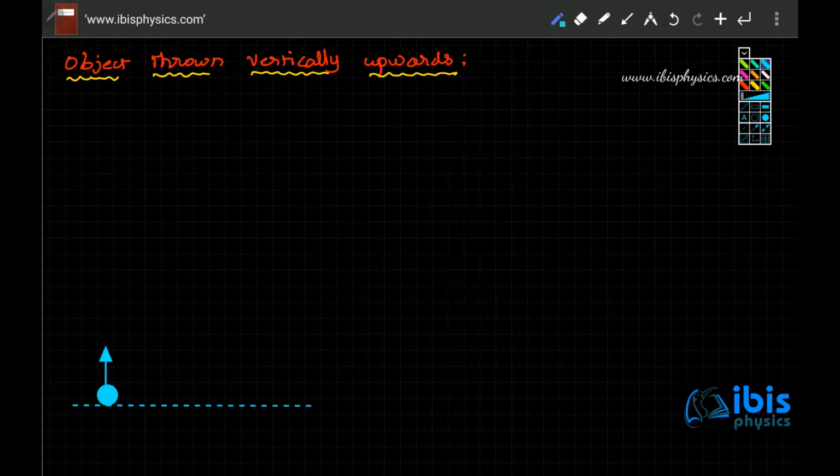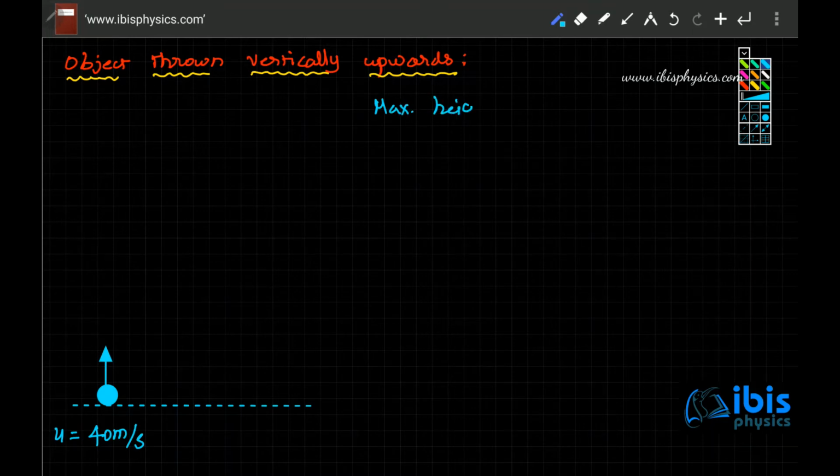Some value we will take. Suppose you are throwing the object upwards with a speed of, let us say, 40 meter per second. Suppose this is the velocity with which you are throwing it. So initially you are giving this velocity to the object, and we call it the initial velocity, 40 meter per second. Let us try to calculate the maximum height reached.